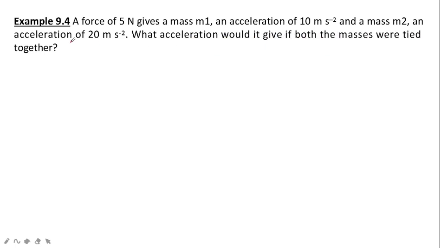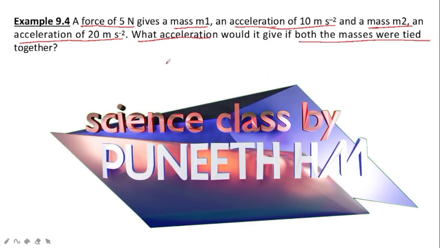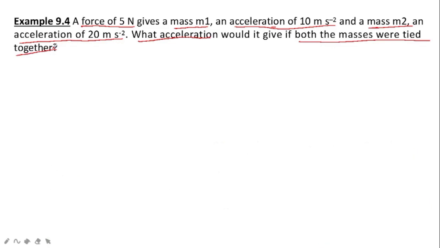Now first we will sort out the data. A force of 5 Newton gives mass m1 an acceleration of 10 meter per second square, and a mass m2 an acceleration of 20 meter per second square. So what acceleration would it give if both the masses were tied together? So how to solve this? First we will write the given data.